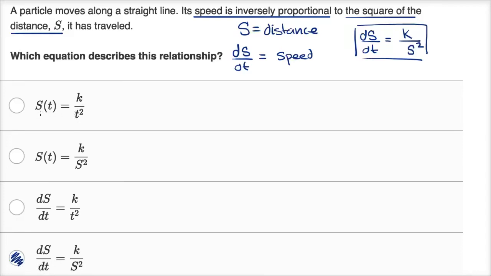This is saying that the distance, which is a function of time, is inversely proportional to the time squared. That's not what they told us. This is saying that the distance is inversely proportional to the distance squared. That one is especially strange. And this is saying that the derivative of the distance with respect to time, ds/dt, or the speed, is inversely proportional to time squared. Well, that's not what they said. They said it's inversely proportional to the square of the distance it has traveled. So we like that choice.